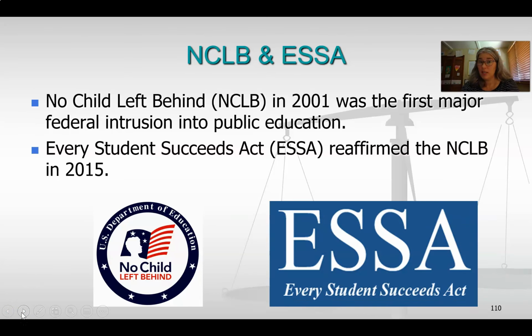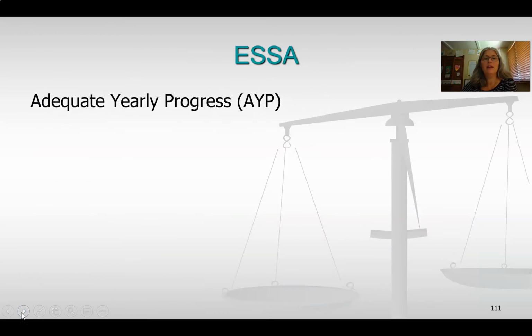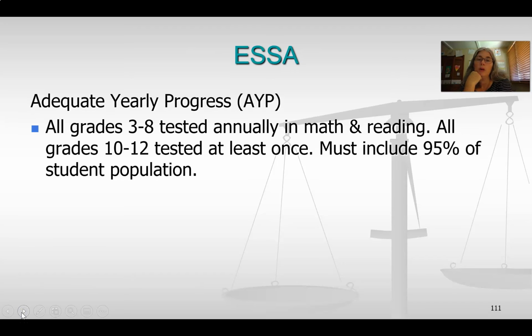In 2015, not that long ago, it was reaffirmed. Now, it was slightly changed, but some of the basic foundations of it still remain. So let's see what some of the things are that you should know about the Every Student Succeeds Act. One piece that did remain but was changed is the idea of monitoring schools yearly to see how students are learning. And when they do this, they call this adequate yearly progress because they want to make sure that schools and students are making enough progress from year to year.